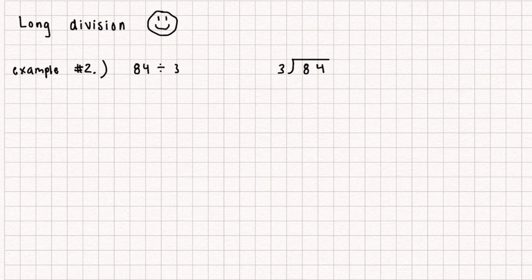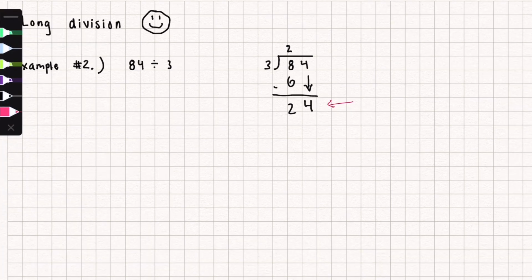So we're going to use that. So we put the 2 up here and we put 6 down here. And what we do is just subtract. So 8 minus 6, 2, and we bring this 4 down. And so we get 24. So now we're going to try to figure out how many times 3 can go into 24. So 24, 8 times 3 is 24. So it can go into 24 8 times.